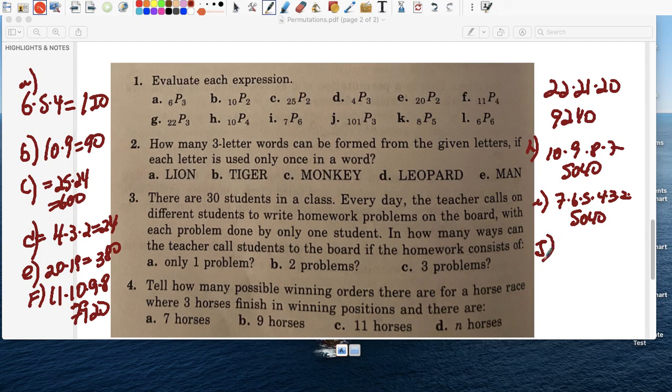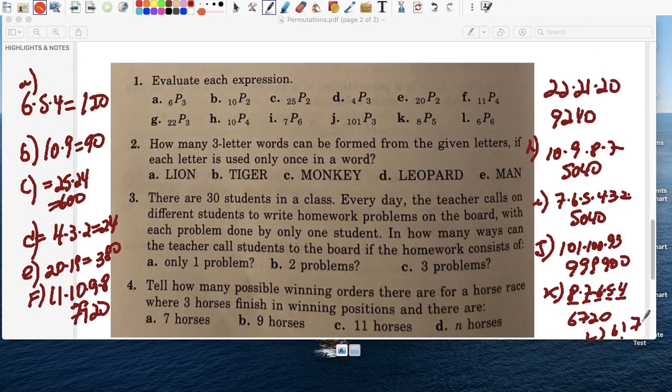J is 101 times 100 times 99, which is going to be 990,900. K, it's 8 times 7 times 6 times 5 times 4, right? We're going to go 5 down. 8 times 7 times 6 times 5 times 4 equals 6,720. L is going to be 6 factorial, 6P6, 720. Okay, so that's pretty easy.